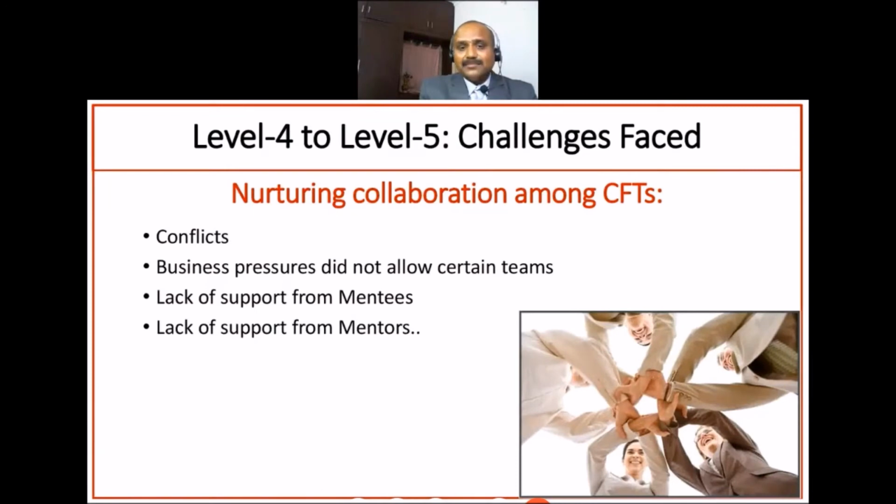We can't completely blame business, because to the end customers we can't say, look, we are going through a cross-functional team transformation, so please wait. We can't say that. So that's why business is justified. Similarly, we have to figure out a model.